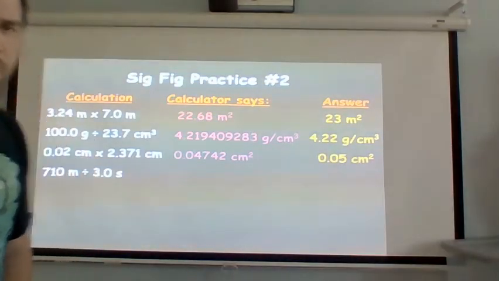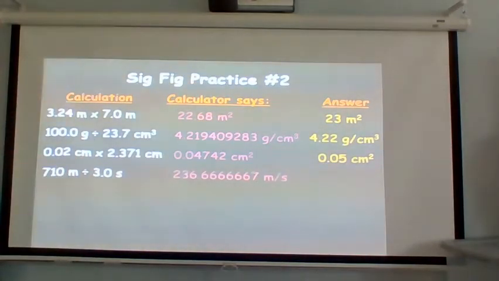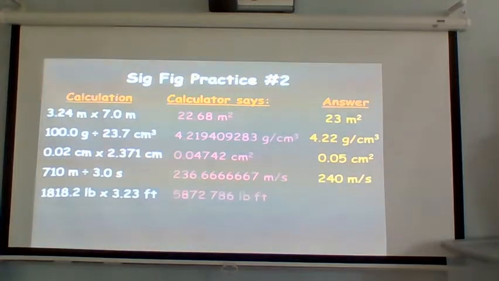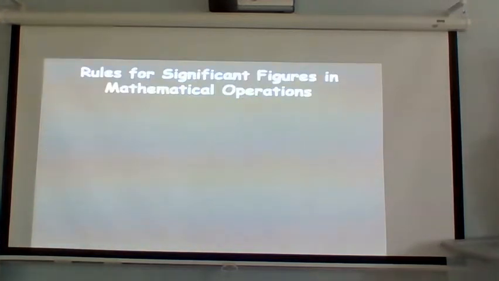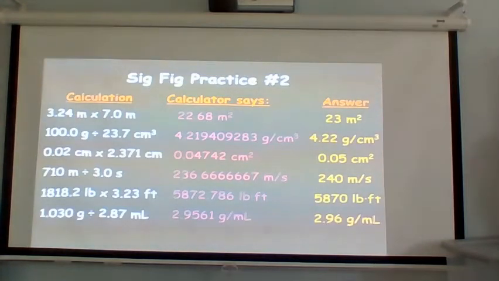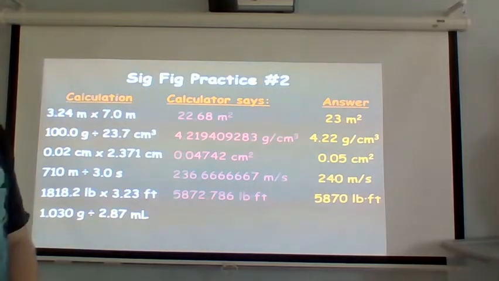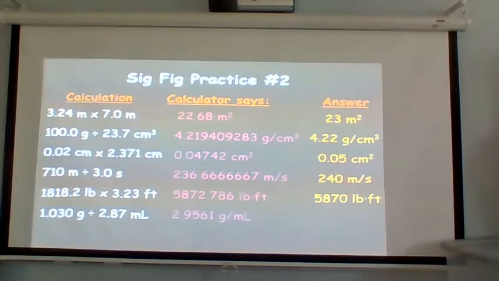Okay, we can only have 2 sig figs here, so we round this one to 240. And 3 sig figs here, so we round this to 5,870. 3 sig figs here, so we round this one to 2.96. And finally, we have 3 sig figs here, so we'll round this one to 2.96.